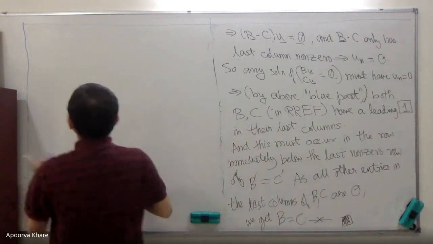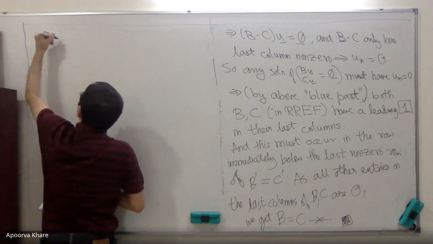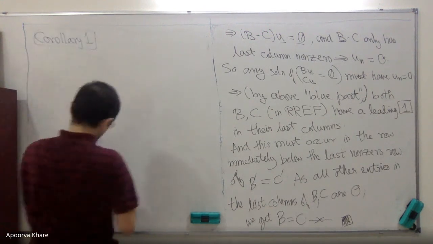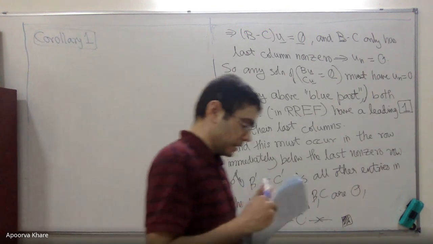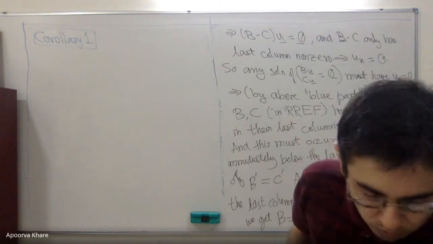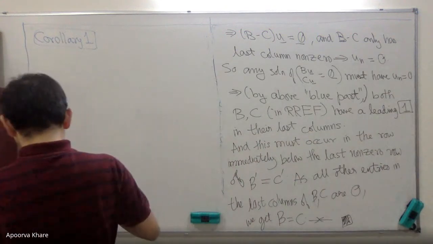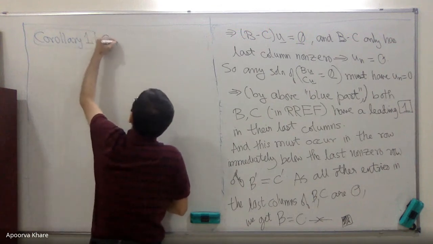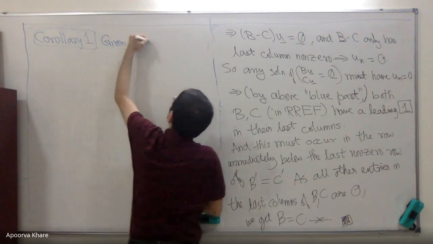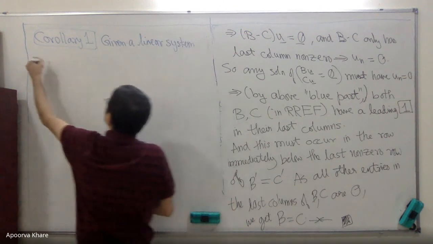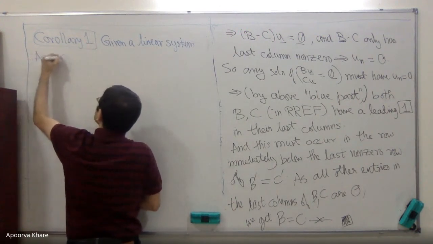Corollary 1. Given the linear system, this is actually a lot of writing, not as much explaining. Right. Given Ax equals B, so given the linear system, let's say Ax equals B.